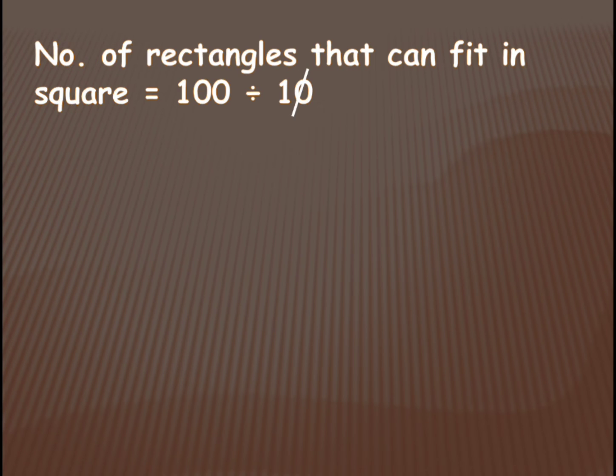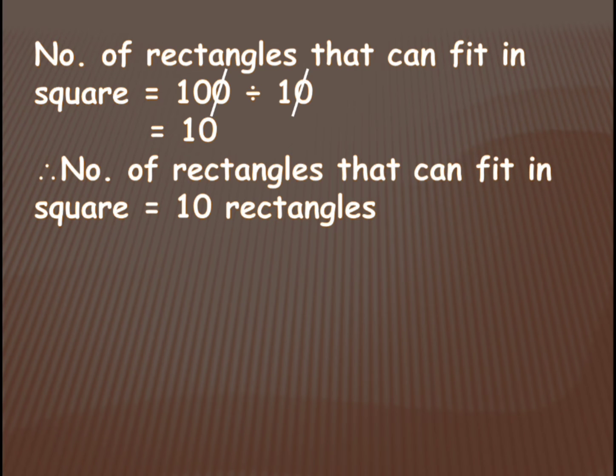So 10 divided by 100 divided by 10. In both you have zeros, so you will cancel the zeros. So what is left out? 10 divided by 1. If you divide 10 by 1, you get the same 10, isn't it? So how many rectangles can you place in the square? 10 rectangles you can place. Okay, children, in this way you need to solve the sums.